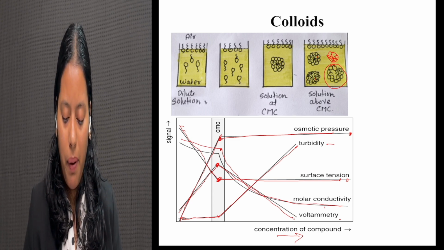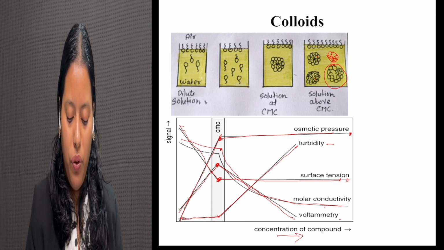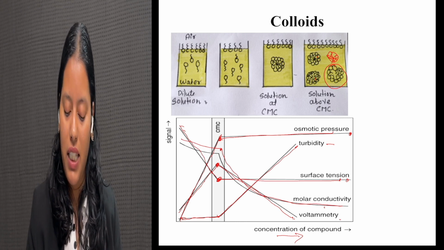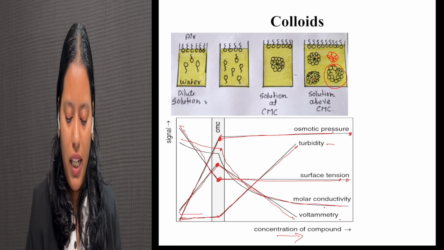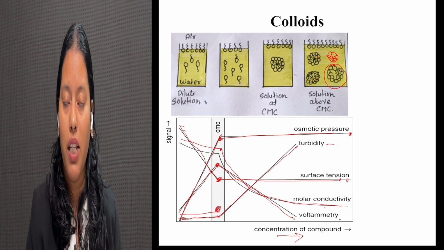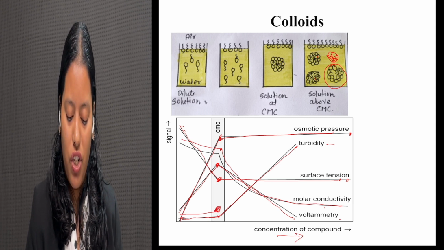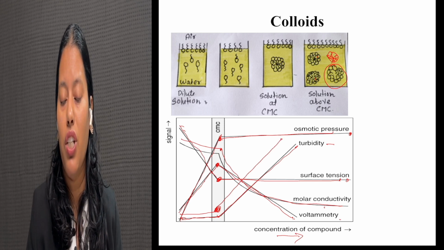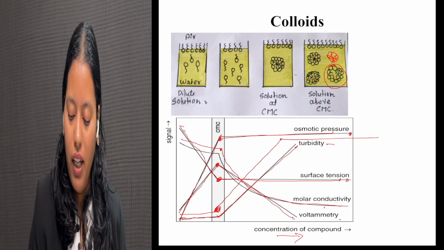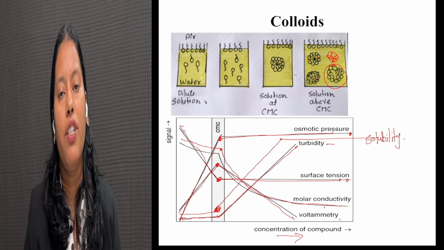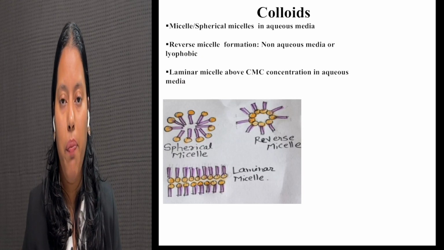Now another parameter is the solubility. You will see that when you add surfactants, the solubility increases. Solubility is increasing, increasing, increasing. But once the CMC, the critical micelle concentration, is reached, above it there is a drastic increase or tremendous change in the solubility of any solute. So this is for solubility, that when CMC is reached.